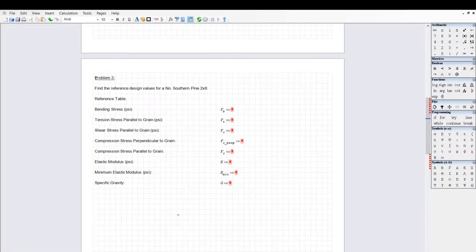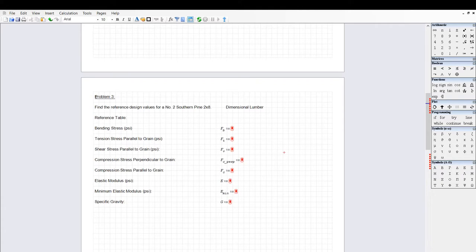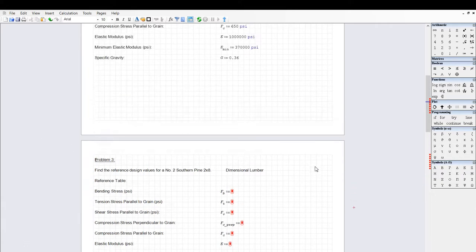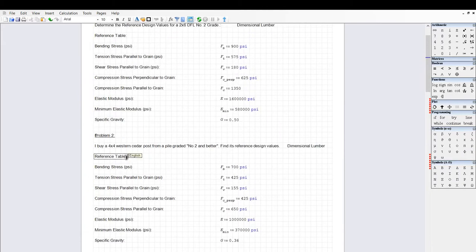All right, let's now consider problem three here. Find the reference design values for a number two southern pine 2x8. In terms of the lumber product, its narrowest dimension is 2 inches nominal. So that means that this is a dimensional lumber product. We're not yet into the heavier, larger sections, posts and timbers, beams and stringers, that sort of thing.